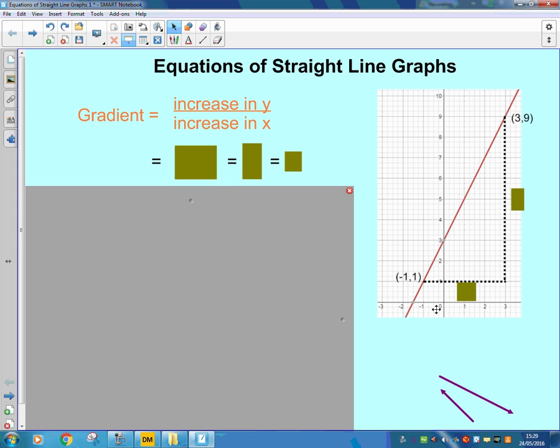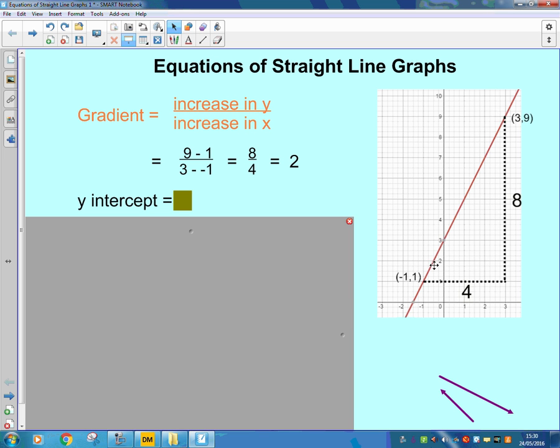And so the increase in y, that's going from 1 up to 9. The increase in x is from minus 1 to 3. So we do 9 take away 1 and 3 take away minus 1. So that's coming to 8. 3 minus minus 1 is 3 plus 1, which is 4. And that's the 8 for the increase in y and 4 going across there for the increase in x. Obviously 8 divided by 4 is 2. So in this case the gradient is 2.